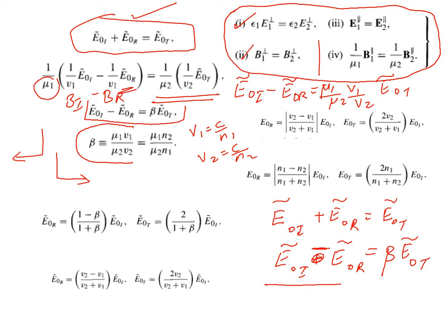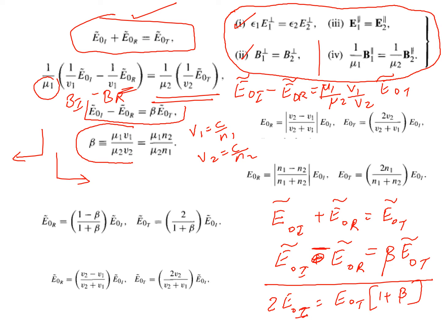So how to solve this? First of all, you can add these two expressions. When you add these two expressions, you will get 2E0I equals E0T times 1 plus beta, right?